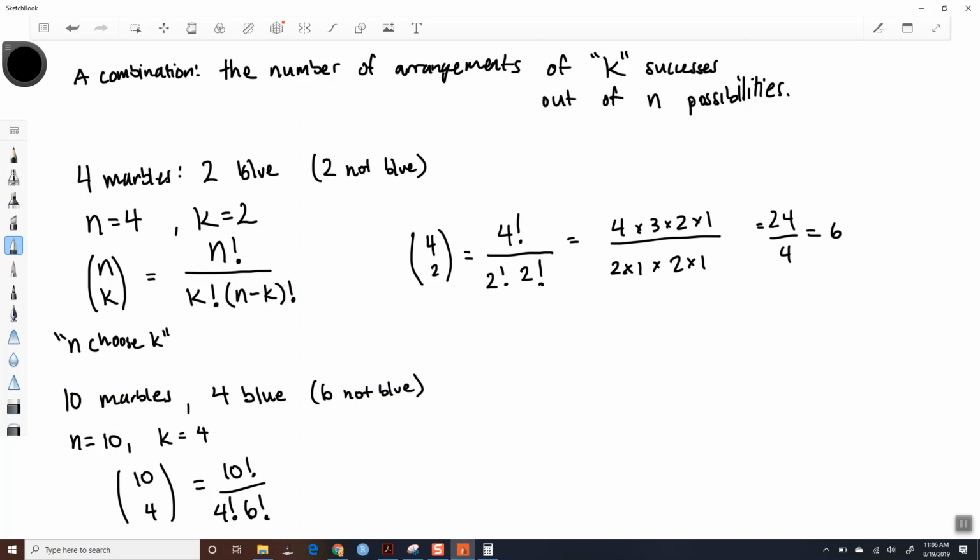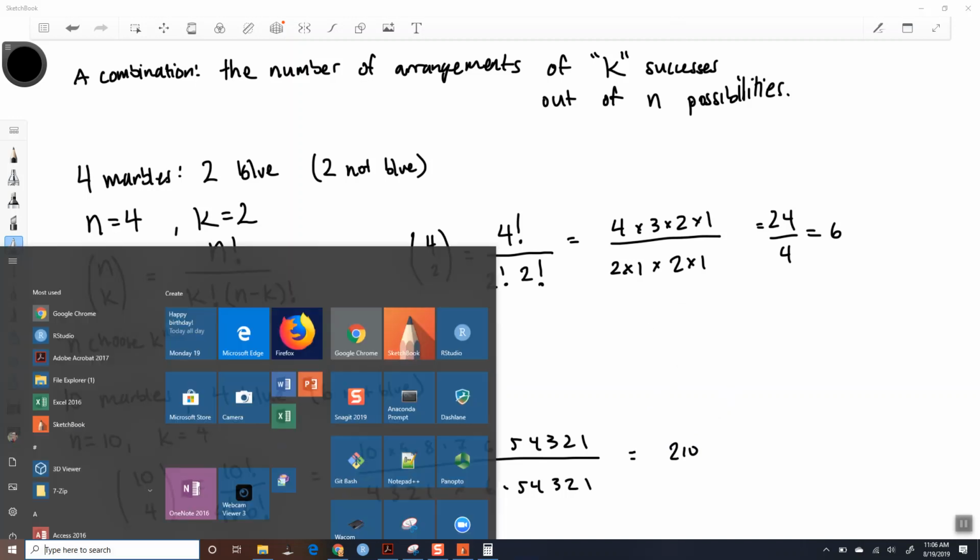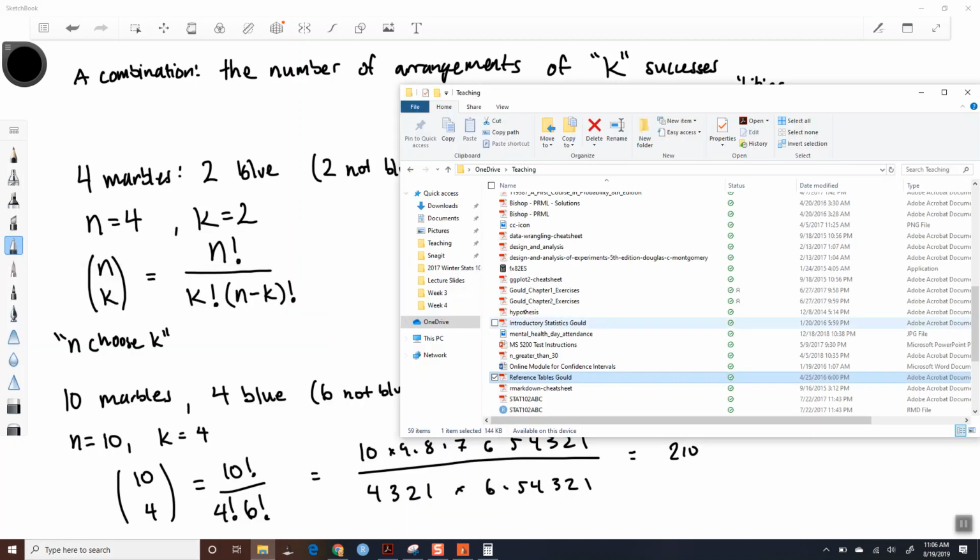And you can do this. You could do 10 times 9, 8, 7, 6, 5, 4, 3, 2, 1, divided by 4, 3, 2, 1 times 6 times 5, 4, 3, 2, 1. Then these cancel out and those cancel, and you're left with I think 210 or something like that. There's probably a button on your calculator, depending on what kind of calculator you have. I only have the screen representation of this calculator, but I'll show it.